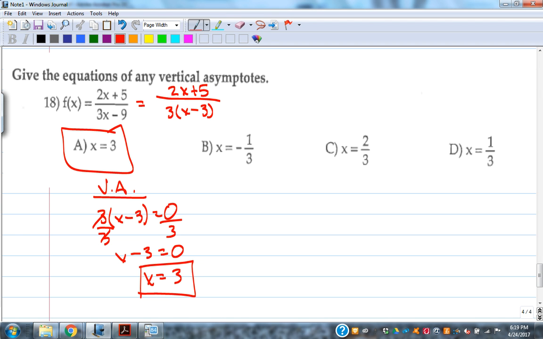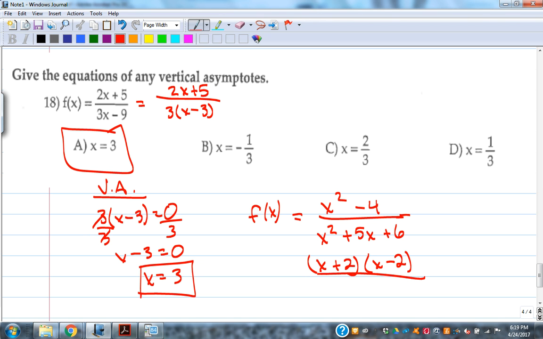Vertical asymptotes are going to come from the denominator of your fraction, but you've got to try to simplify it first, because you could have something like, maybe if you had x squared minus 4 on top, and then on the bottom you've got x squared plus 5x plus 6. You don't just set x squared plus 5x plus 6 equal to 0 to find the vertical asymptotes. You've got to simplify it first. So this is x plus 2, x minus 2. And then the bottom part factors as x plus 3, x plus 2.